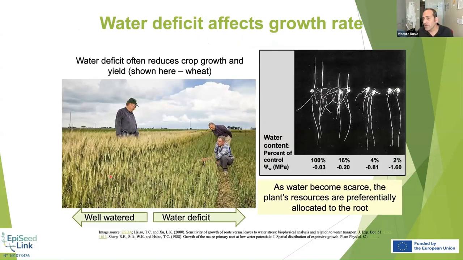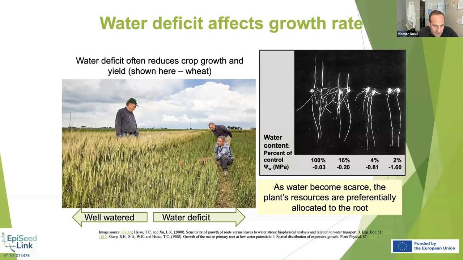And another primary response, as David mentioned in his talk this morning, which is also going to be mediated by ABA, is a difference in the growth of different organs. In this case, drought is going to trigger the growth of the root primarily. However, at the same time, there's going to be a reduction of the shoot growth.